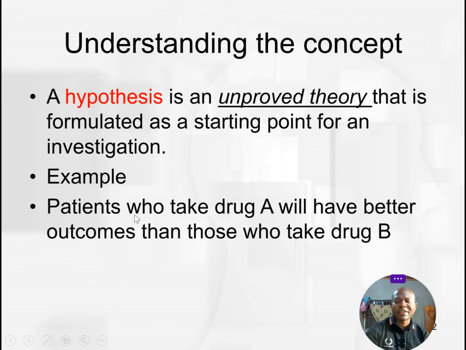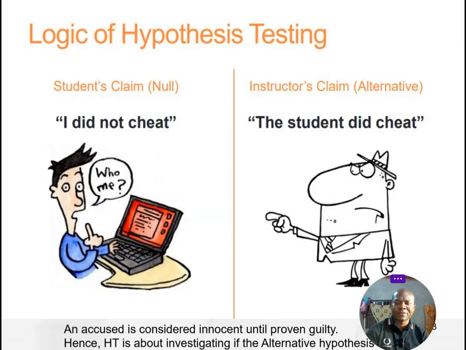So looking at the screen, we have an example. Patients who take drug A have better outcome than those who take drug B. That becomes a hypothesis that a researcher may be interested in testing, maybe in an experimental study, or he wants to test the concept of a new drug, or the efficacy of a particular drug, or even the effectiveness of a drug. So hypothesis testing involves trying to establish the validity of a claim, just like the example we have on the screen. But what exactly is the logic behind hypothesis testing?